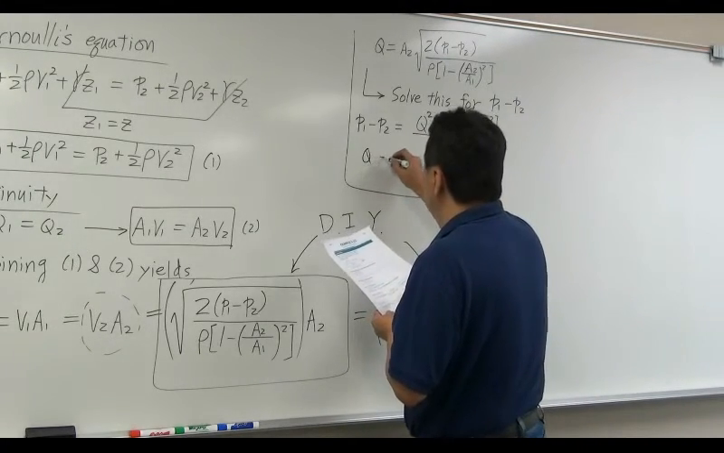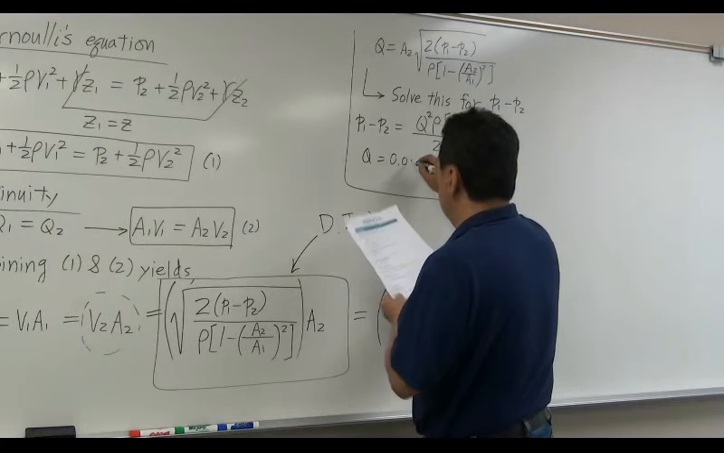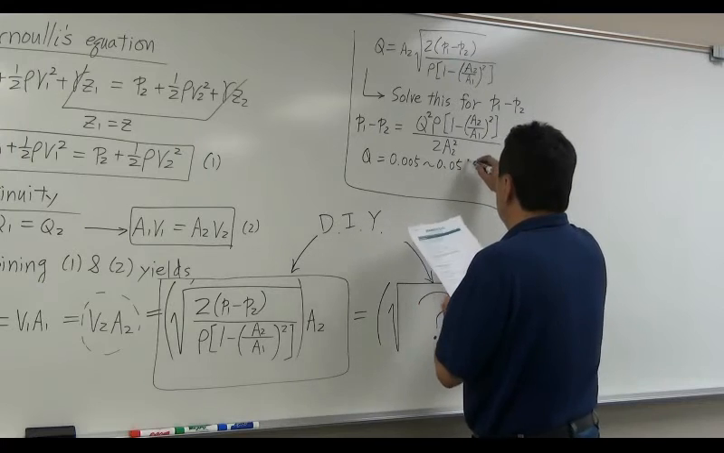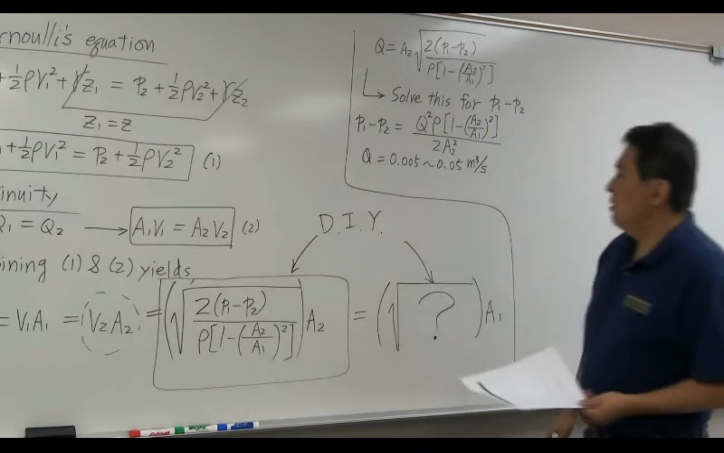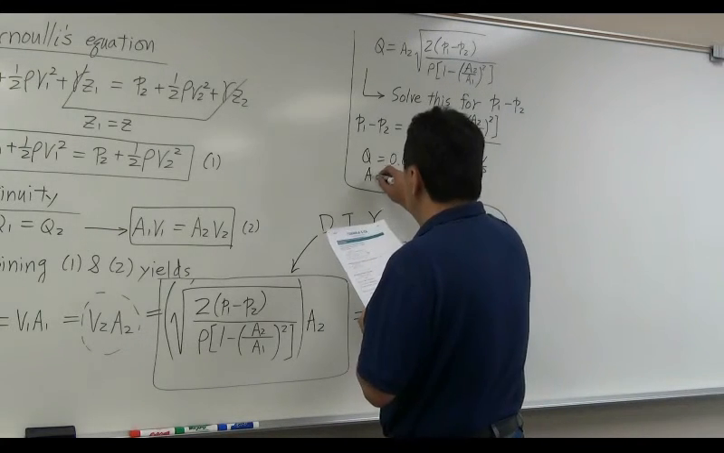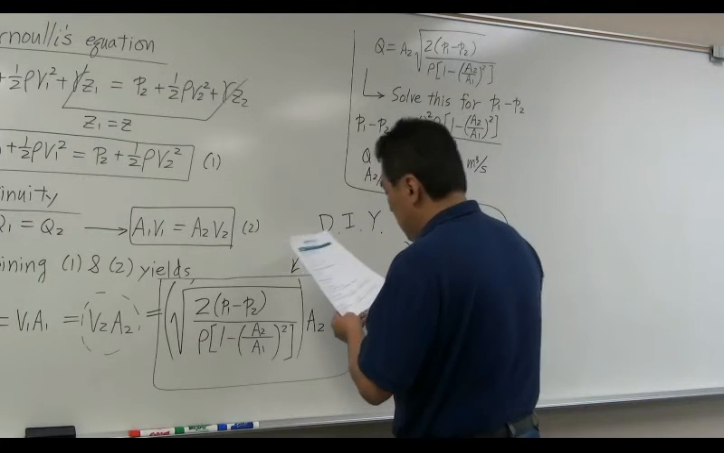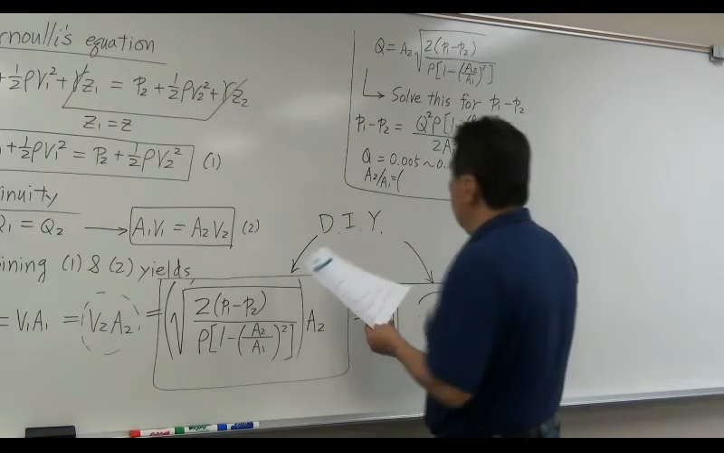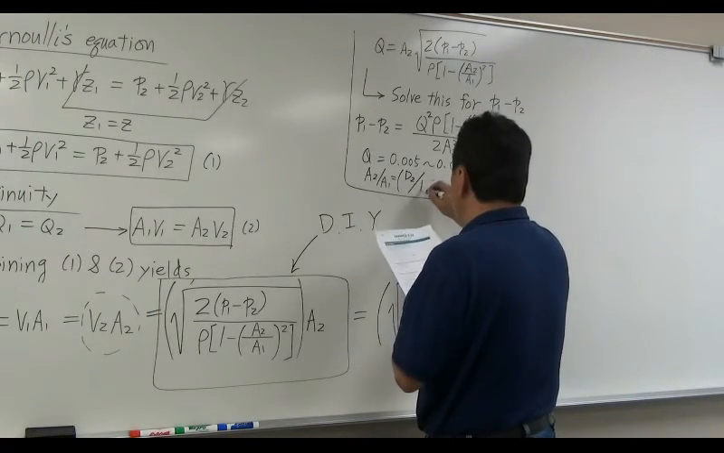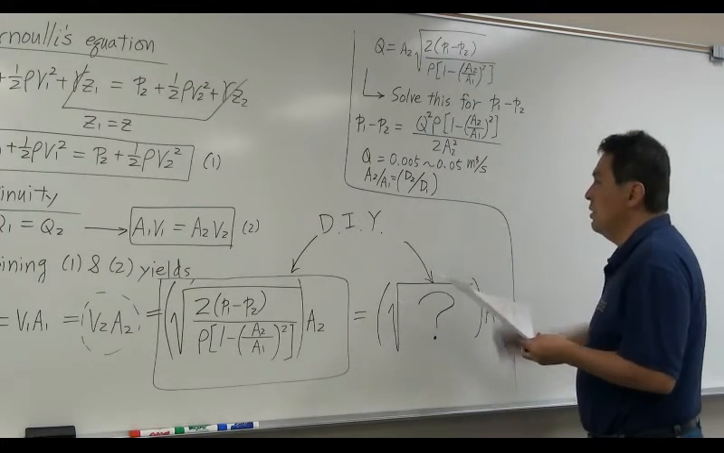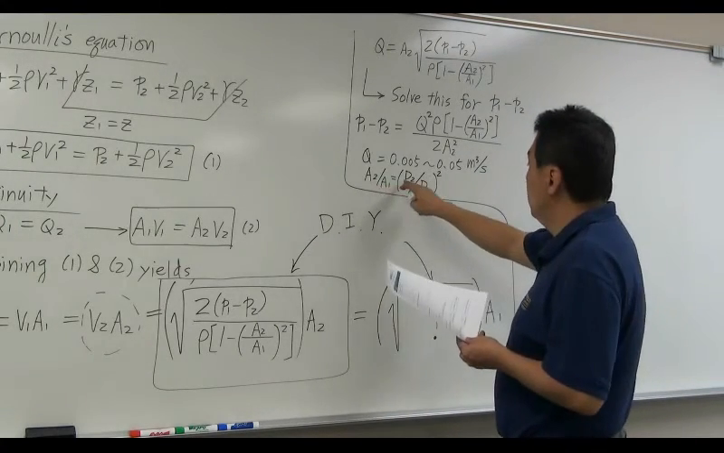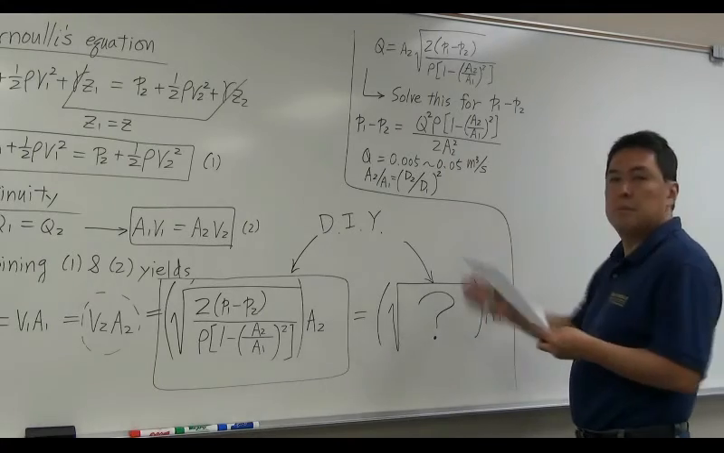So the range of Q is known, 0.005 to 0.05 cubic meter per second. So this is the range of flow rate you expect to have. And one more piece of information, the area ratio A2 to A1. This is fixed. By the way, if it's a circular cross section, the ratio of the areas is going to be the ratio of the diameters squared. Okay? So area ratio is diameter ratio square. This is something you need to remember.